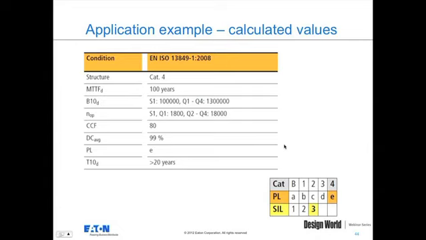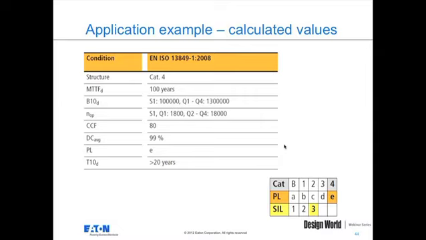When you go through the calculations, the structure that we used there was a category 4. Our MTTF, when you add up all the MTTF of the various components, would come out to 100 years. Here are the B10D values and the number of operations that we used in those calculations for the different components. Common cause of failure, obviously this is kind of a fictitious application, but we are assuming we achieved an 80 for a common cause failure. We have a 99% diagnostic coverage. We're detecting all possible dangerous failures that could occur, which means we're able to achieve a protection level E.